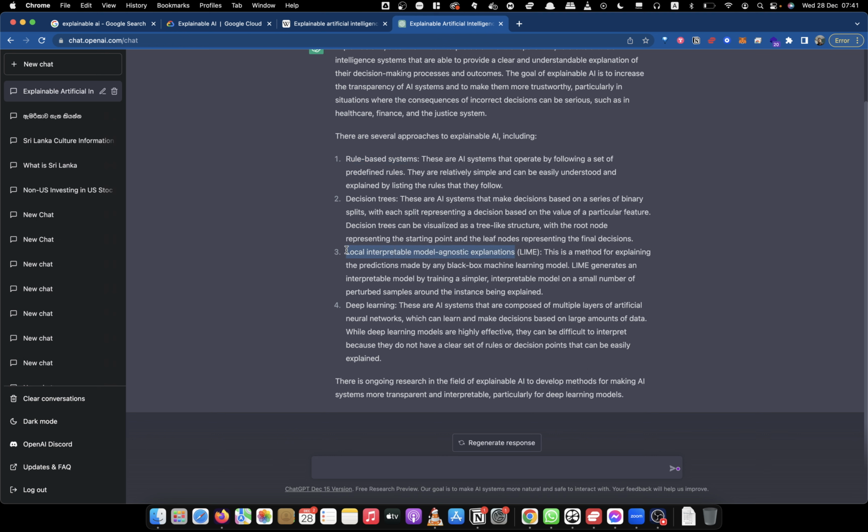Okay, loads of keywords there. This is a method for explaining the predictions made by any black box machine learning model. So LIME generates an interpretable model by training a simpler one. Okay, so even though there's a black box model, you can generate some sort of explanation out of it. And in deep learning, these are AI systems composed of multiple layers of neurons, which can learn and make decisions, but are hard to interpret because they don't have a clear set of rules for decisions.